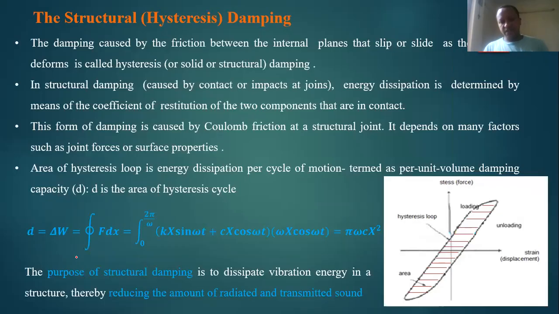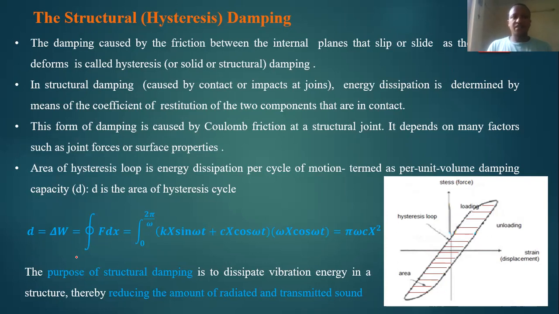Okay, now let's go to the next topic, which is called structural damping, or what you call hysteretic damping. In this topic, we also make a comparison between Coulomb damping and structural damping. The damping caused by the friction between internal planes that slip or slide as the object deforms is known as hysteretic damping. So this is an internal friction. It is not a friction at the surface, but in the planes of the crystals. So we can take crystals in this case.